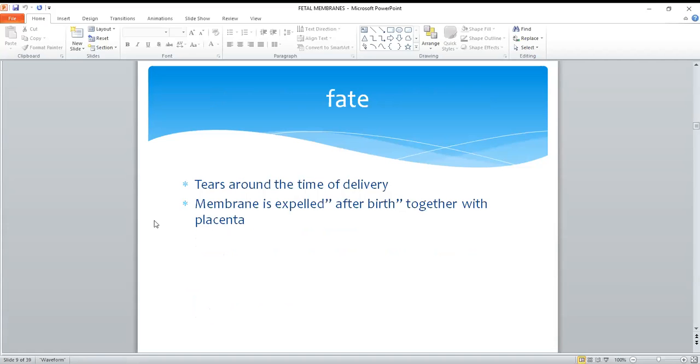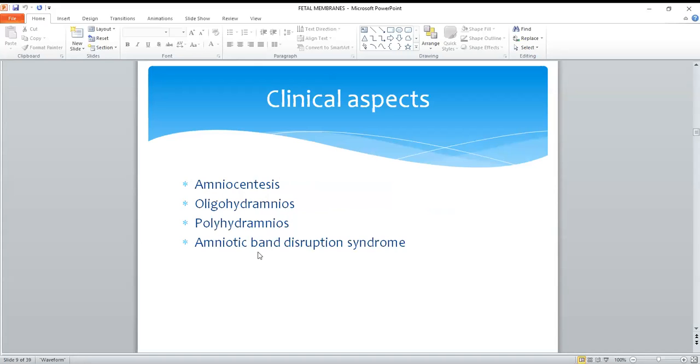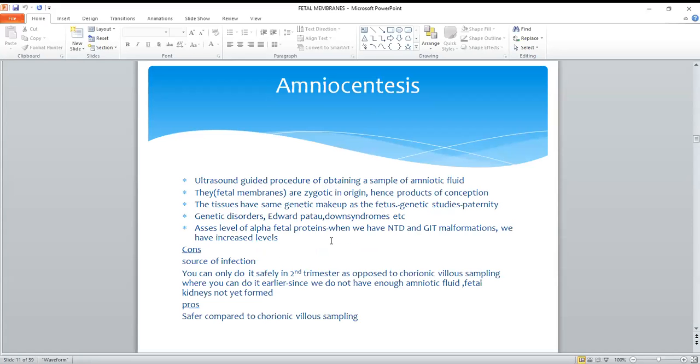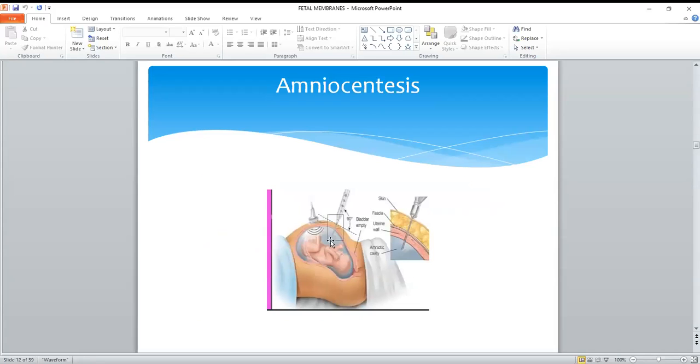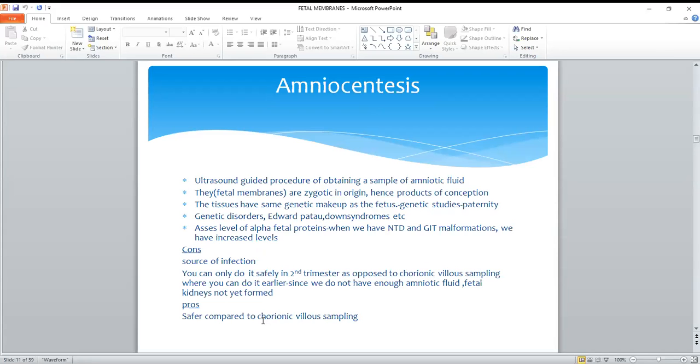So the fate: the amniotic membrane usually tears around the time of delivery. The membrane is expelled after birth together with the placenta. So the clinical aspects, we have the amniocentesis, the oligohydramnios, the polyhydramnios, and the amniotic band disruption syndrome. So let me now go to amniocentesis. So yeah, this is the amniocentesis. So we go now to the story and then I go back to the picture.